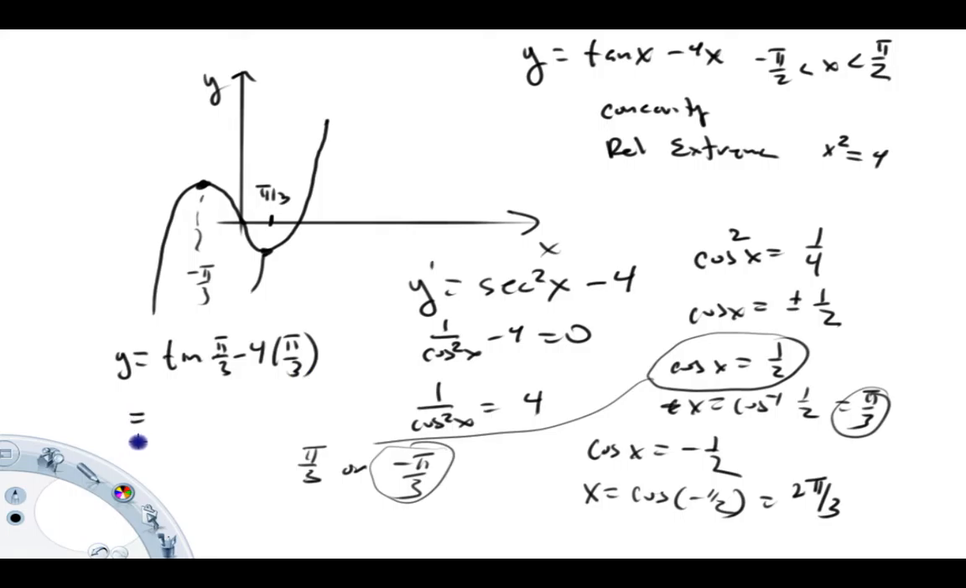I don't remember my tangents of all trig functions, but I know that I can write this as sine of pi over 3 over cosine of pi over 3, minus 4 pi over 3. Sine of pi over 3 is root 3 over 2, and then we're dividing that by 1/2. So this thing is equal to square root of 3. So this value right here is equal to square root of 3 minus 4 pi over 3.